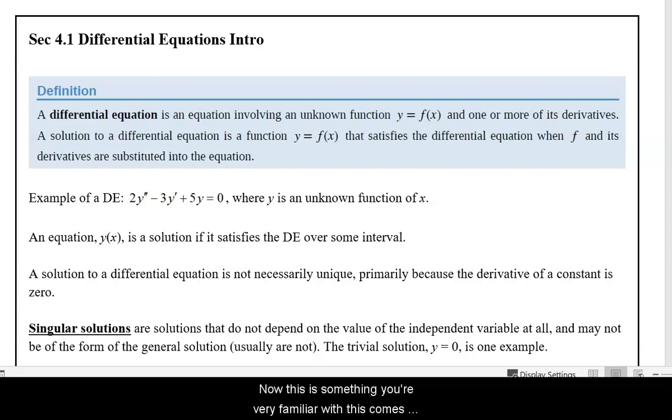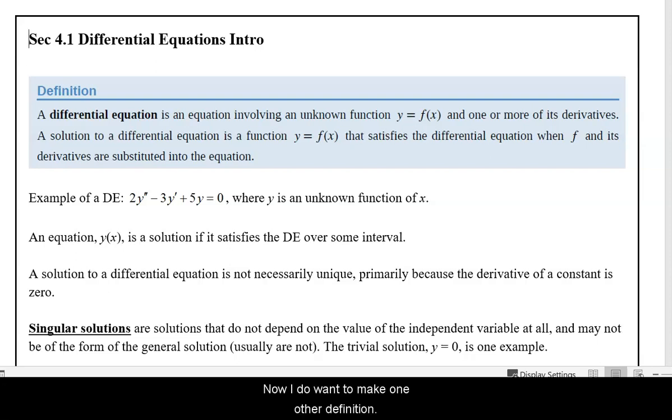Now, this is something you're very familiar with. This comes out of the indefinite integral. You get the same thing. You get a series of curves that are solutions to the indefinite integral up to the constant plus c.